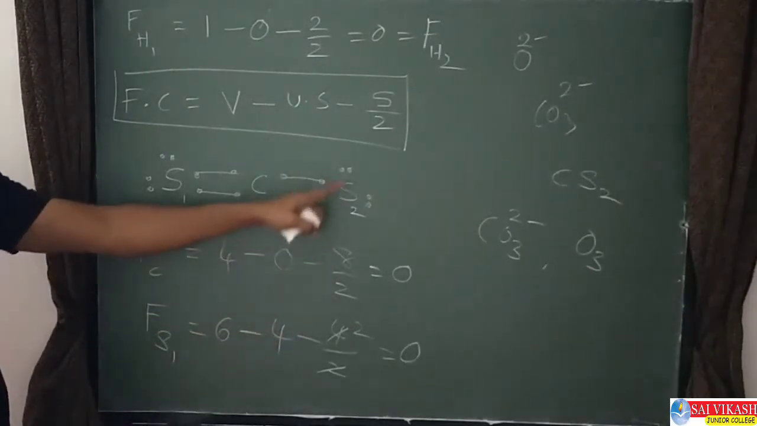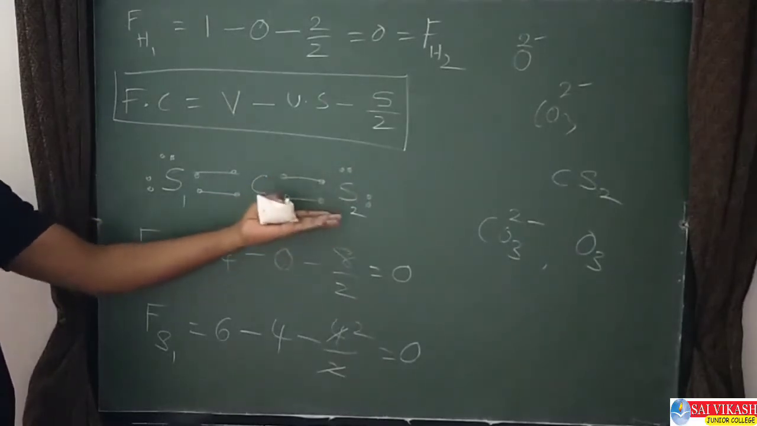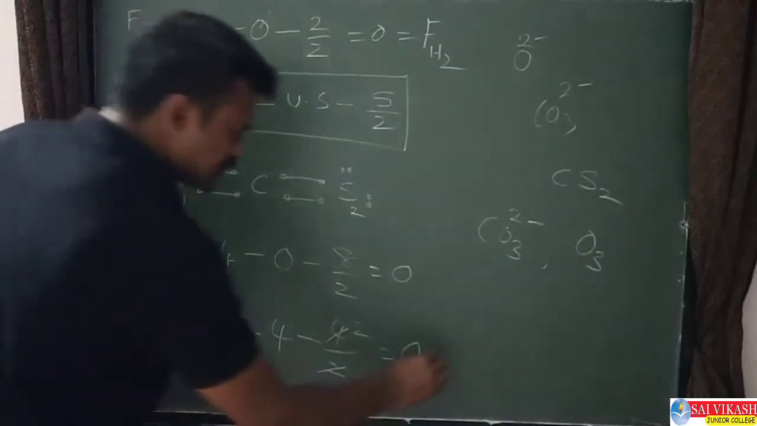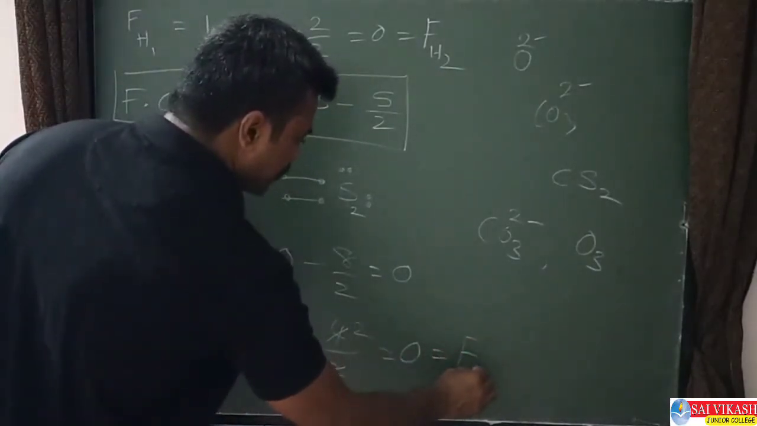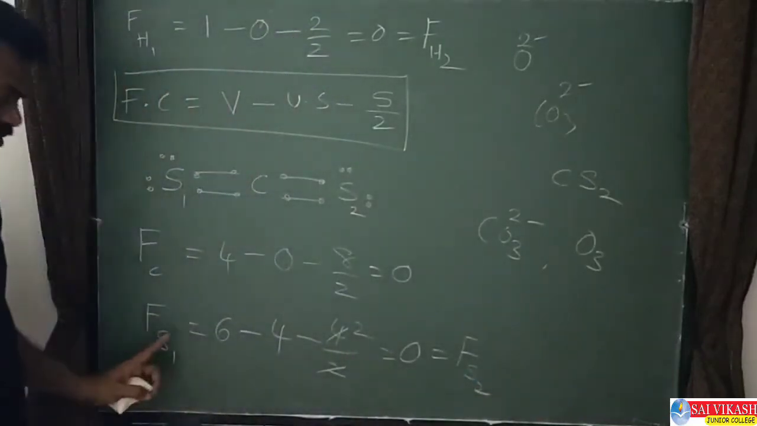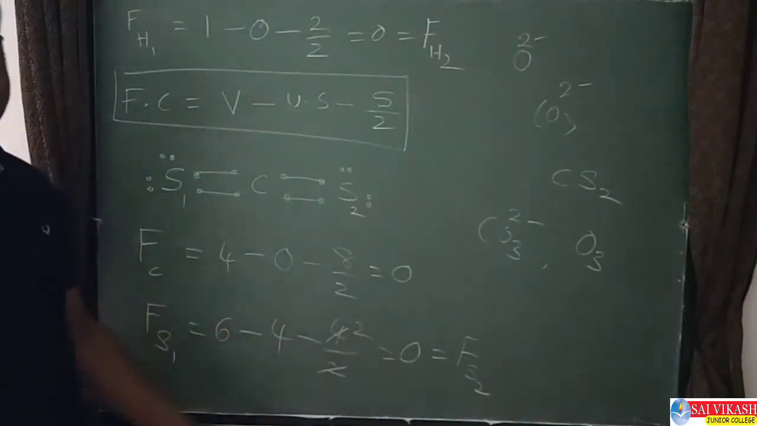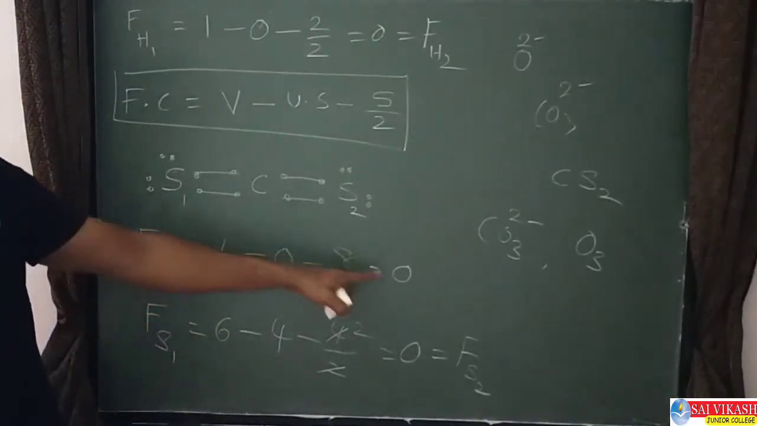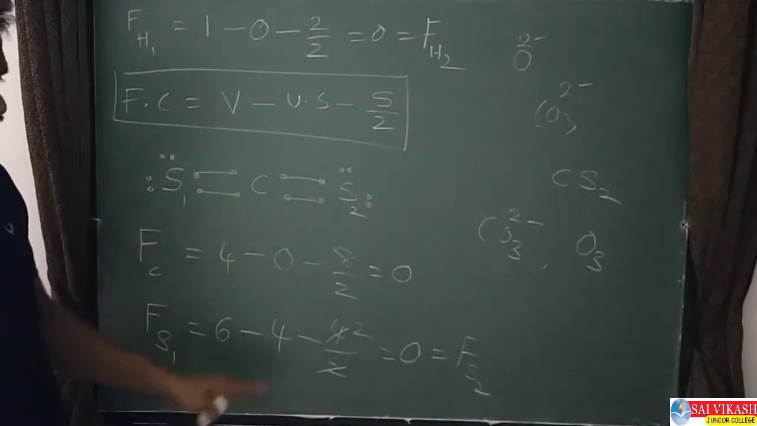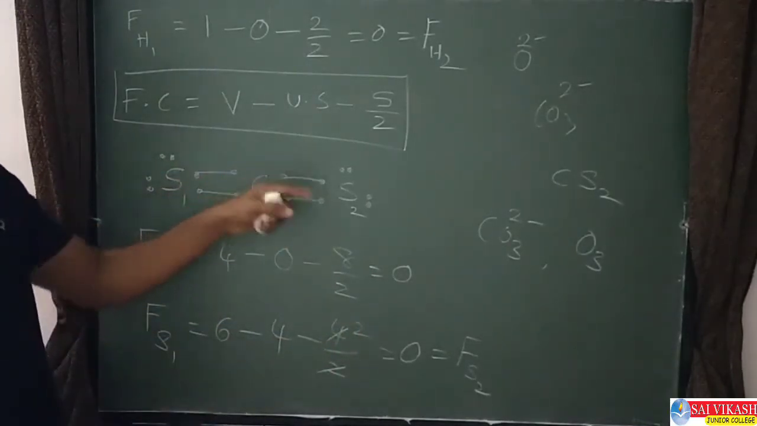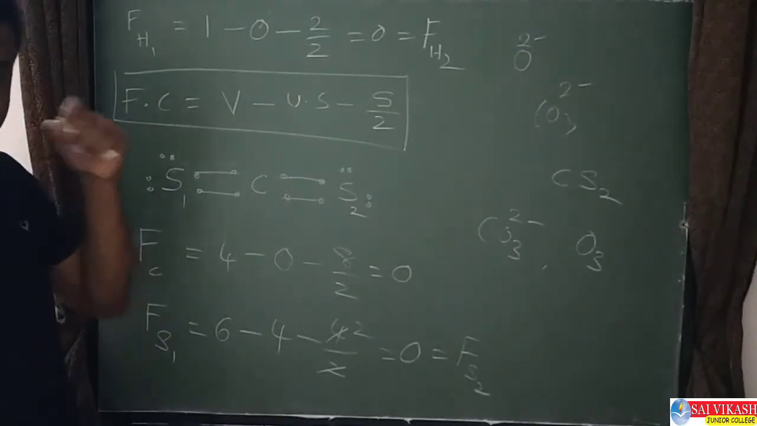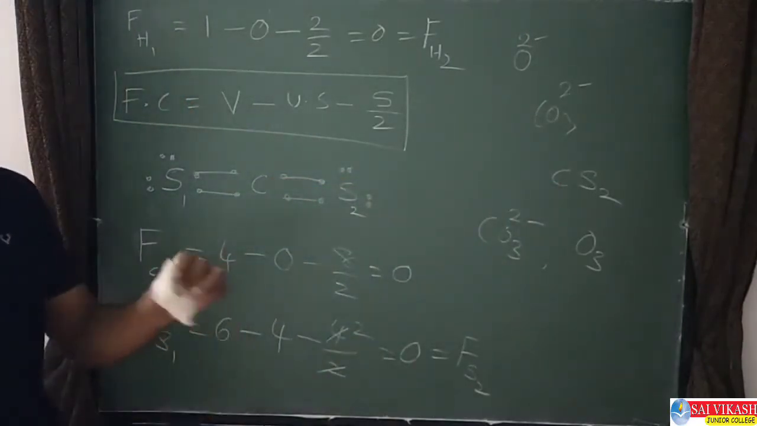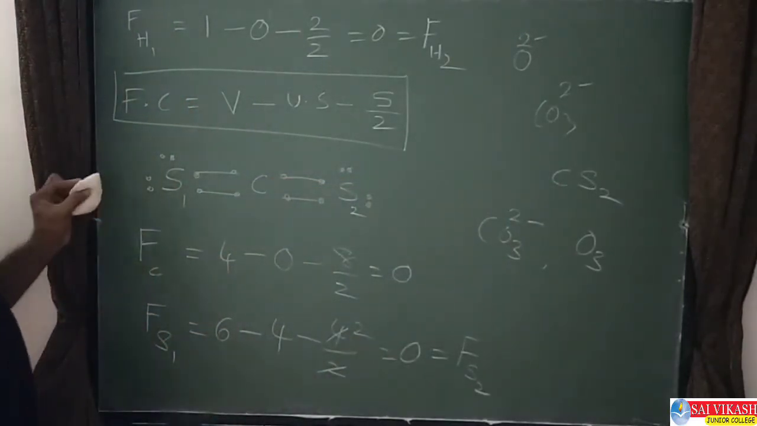Sulfur 2 also has the same structure, same number of valence electrons, unshared and shared electrons, because both these sulfurs are the same. So the formal charge of sulfur 1 and sulfur 2 are the same. So like that, carbon formal charge is 0 and both sulfurs formal charge is also 0. So the sum of all these atoms' formal charges is coming around 0. That's why this is a neutral molecule. So this is for CS2.